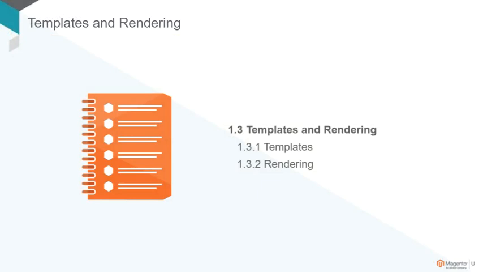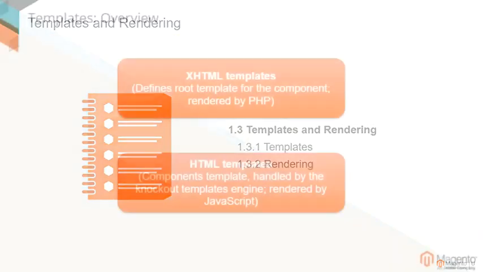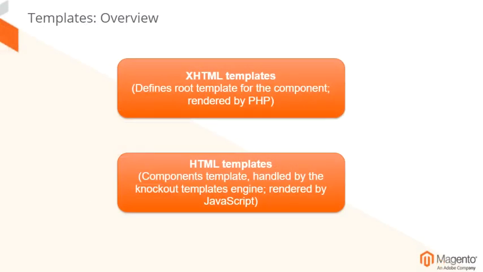Templates and rendering. As displayed on the slide, there are two types of templates used in UI components: XHTML and HTML templates. XHTML is a template for the root component and is rendered in PHP. HTML is an actual template rendered in JavaScript using the Knockout templates engine.